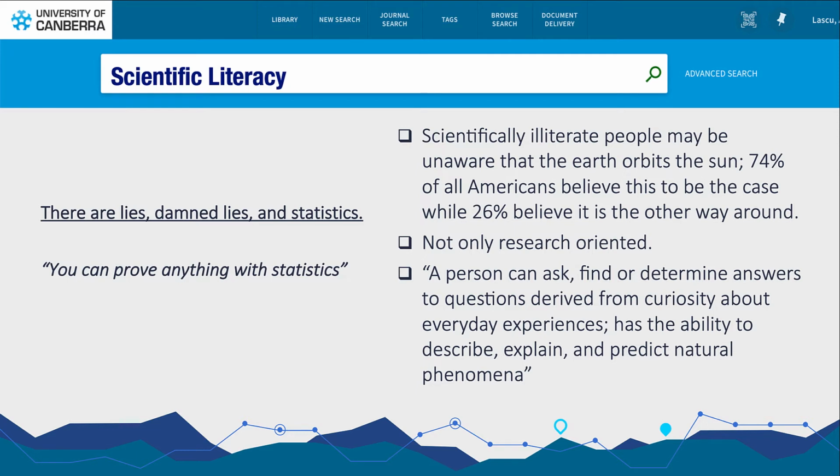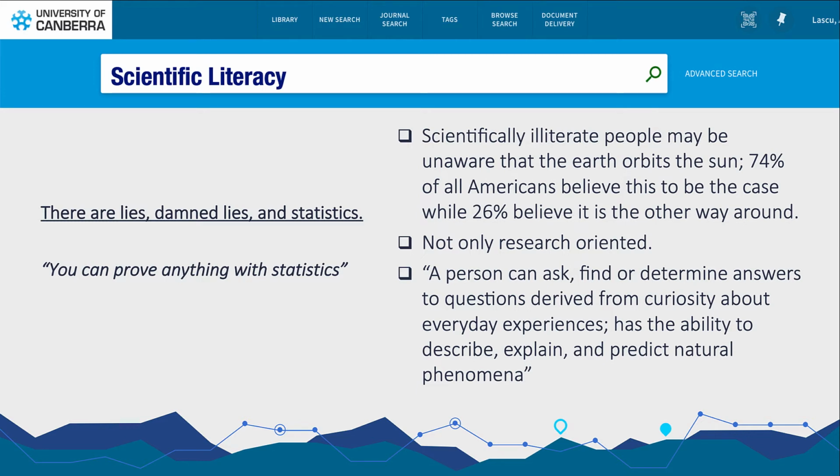And so scientifically illiterate people may actually be unaware of simple truths like the Earth orbits the sun. So 74% of all Americans believe that this is to be the case, while 26% believe it's actually the other way around. So it's not only research oriented, but research can be really difficult to understand.